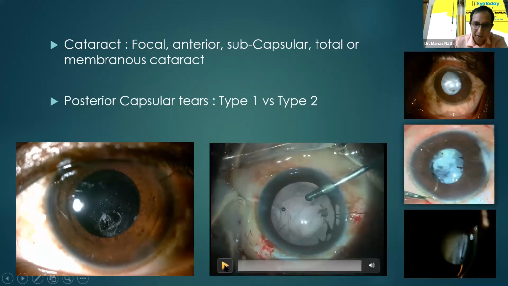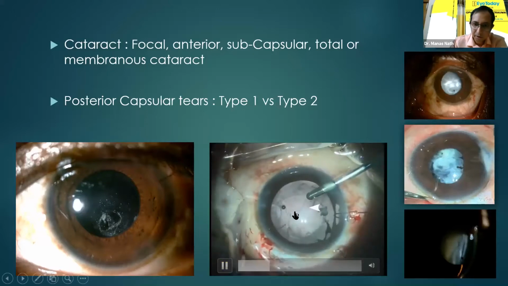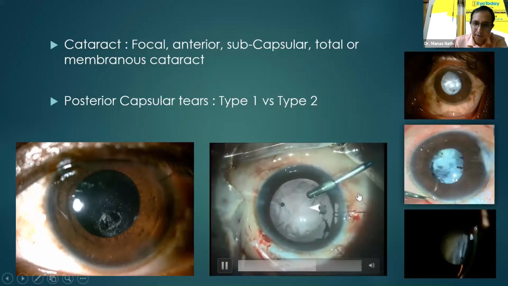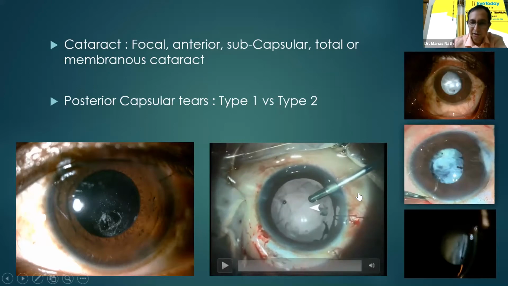And here you can see that this is a type 2 tear where the margins are quite thin, transparent and fluttering. So it suggests that the tear has occurred recently, and it's better to avoid placing the lens within the bag because intraoperatively there is a high chance that it will extend to the periphery.